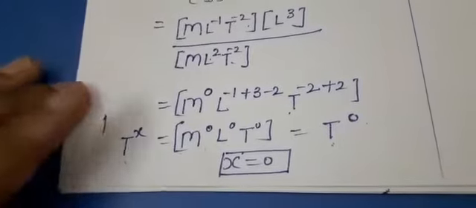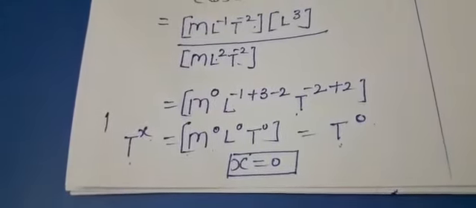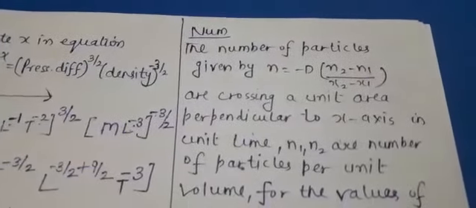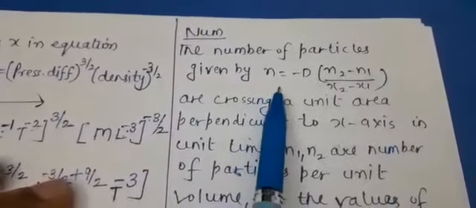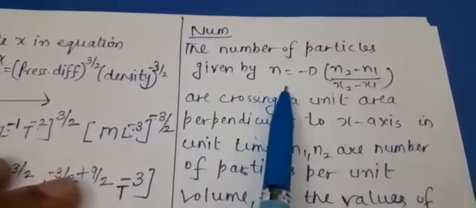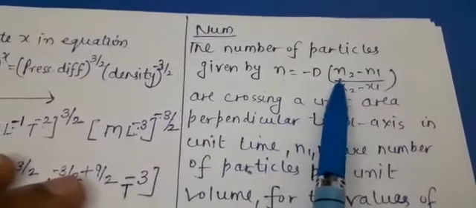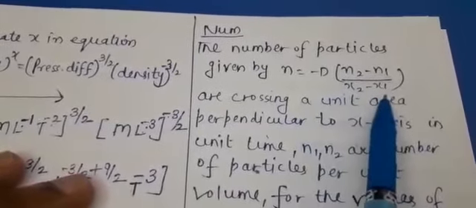So there is nothing new concept. Simply substitution of dimension formulas and solving it. Now next numerical. The number of particles given by n, that is small n is given here, equal to minus D, capital D, multiplied by n2 minus n1 divided by x2 minus x1.